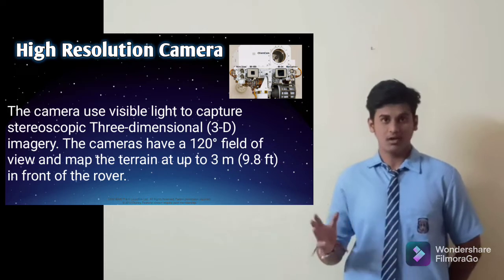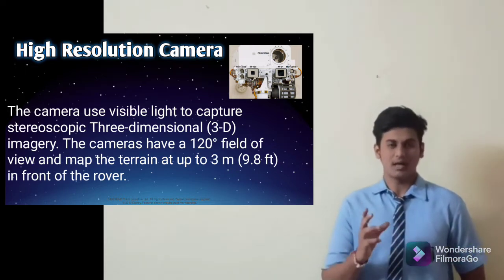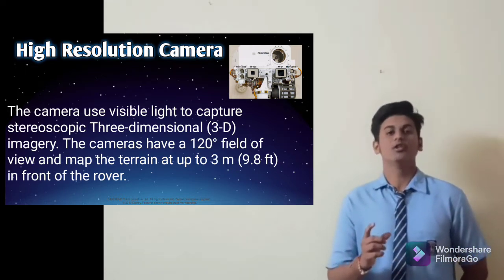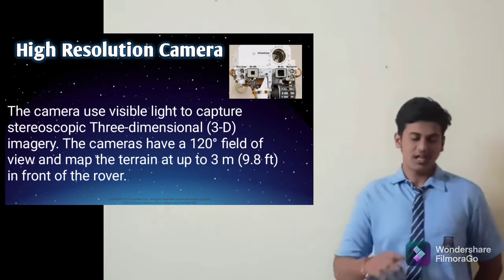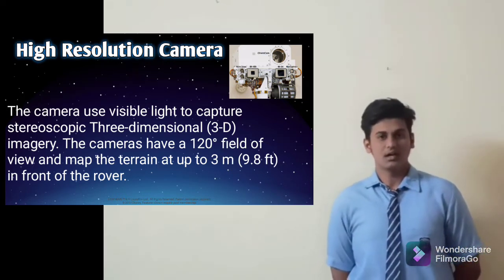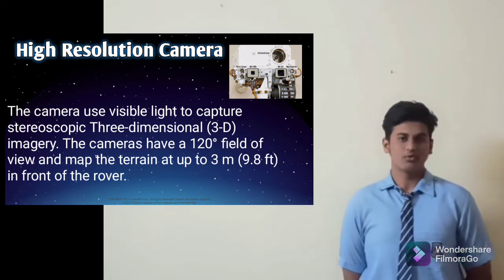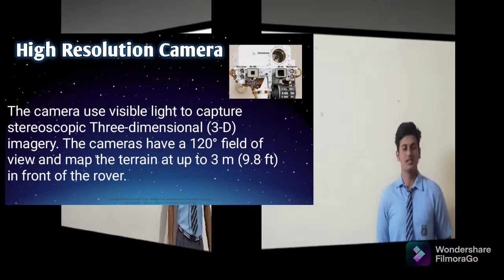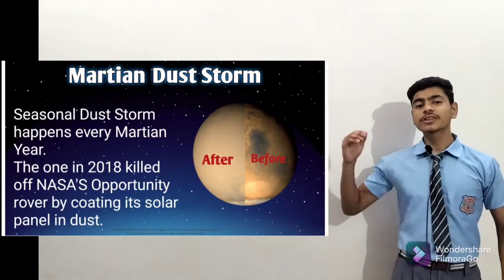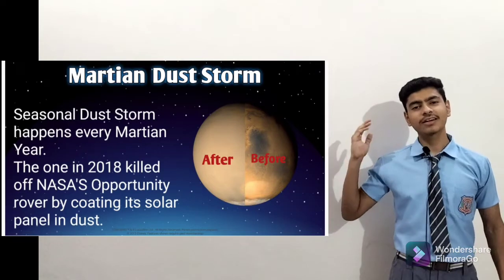Our rover will have a high resolution stereo camera which can capture colorful 3D images. Also it will have a zoom lens, and the camera will be mounted on the top of the rover and can move in all directions. So the first problem is the Martian dust storm.